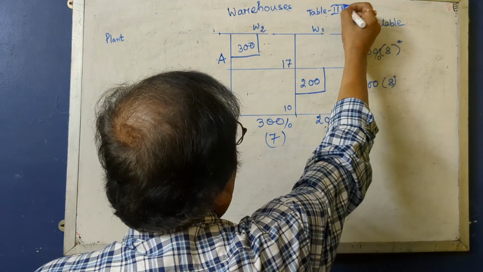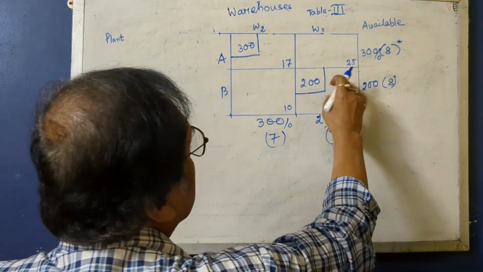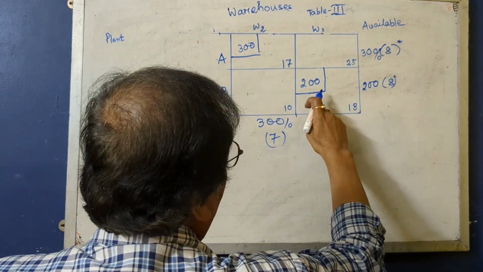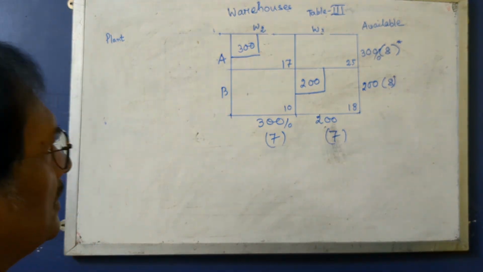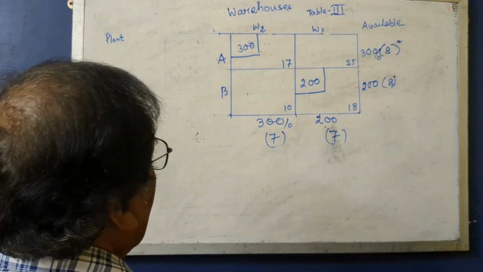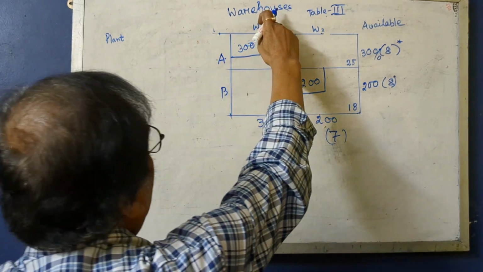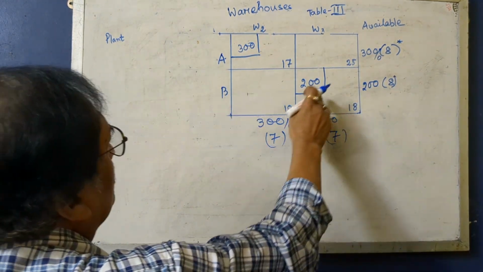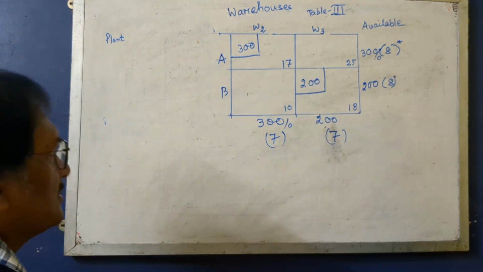This is the third table actually. And finally, this is the only cell that remains, because this is exhausted and this one is exhausted. Only this cell is left out. That's why 200 is allocated here. In this way, you have to find out the basic allocation. The basic allocation is from plant A to warehouse W2, 300 units will be shifted. And this indicates from plant B to warehouse 3, you will shift 200 units.